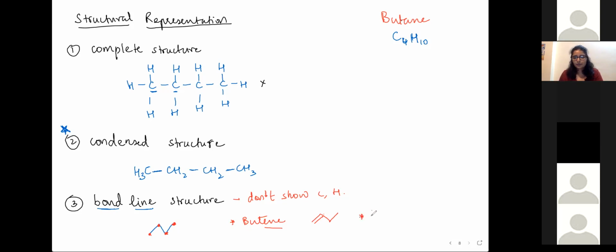And agar triple bond butyne को represent करना है, then you have a triple bond. Now, because this particular carbon has sp hybridization, it's going to be linear. So the next one is going to be like this. So 1, 2, 3, and the fourth one is going to be like this. This is how butyne is represented.